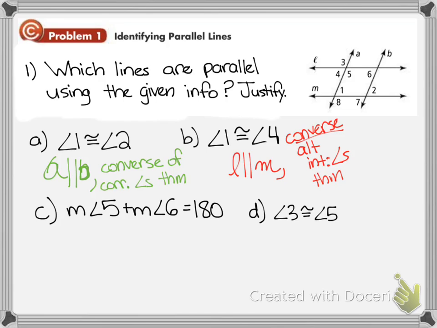Okay, let's look at the next one. 5 plus 6 equals 180. So again, let's look at the lines that intersect those. What two can we say are parallel from knowing that 5 and 6 are supplementary? They add to 180 together. Well, we can say A is parallel to B.